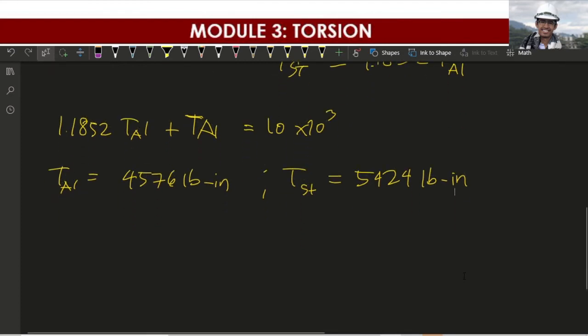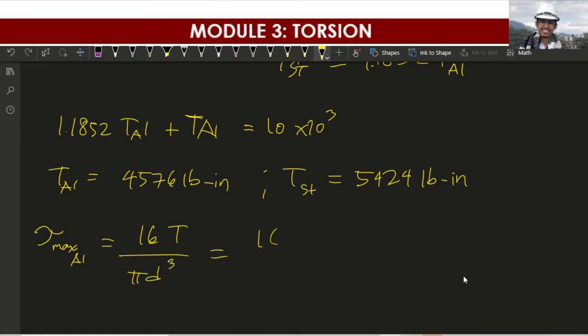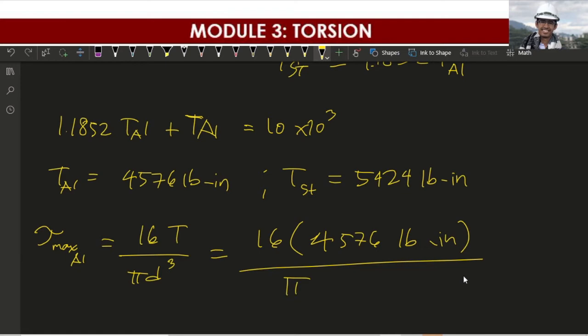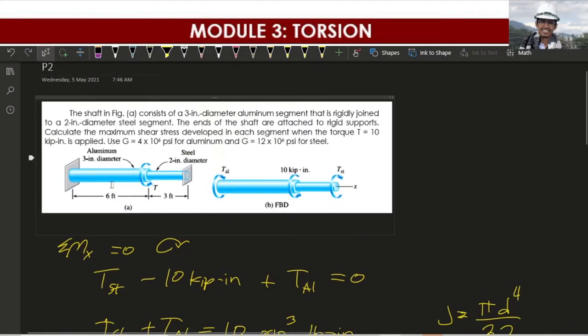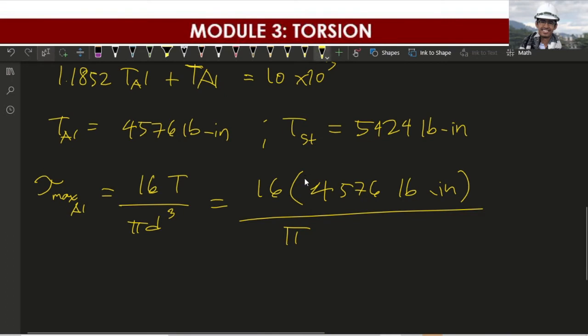Using yung ating torsion formula, that will be maximum shear stress. First is yung for aluminum, so yung formula natin, that is 16T over pi d cube. So that will be 16 times yung torque ng aluminum, that is 4,576 pound inch, over pi times yung kanyang diameter. The diameter for aluminum is 3 inch, times 3 raised to 3. Therefore, yung max shear stress natin sa segment ng aluminum is equal to 863 psi.